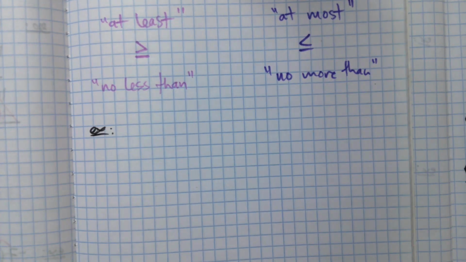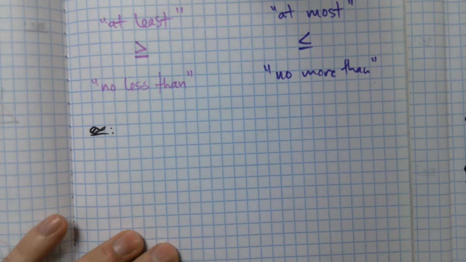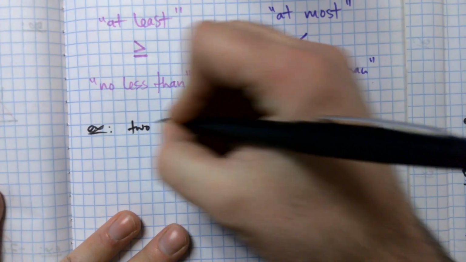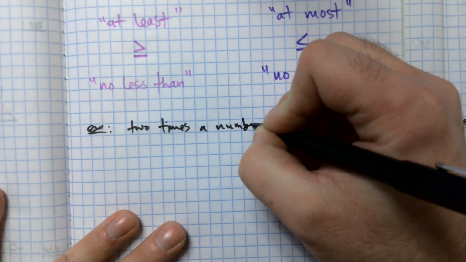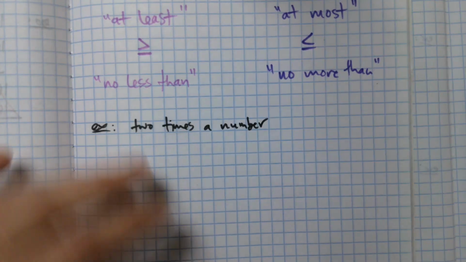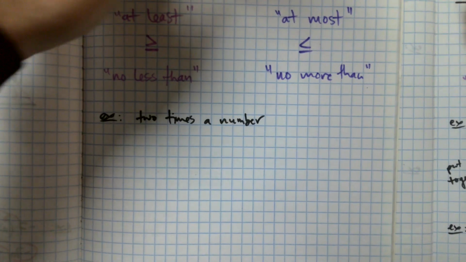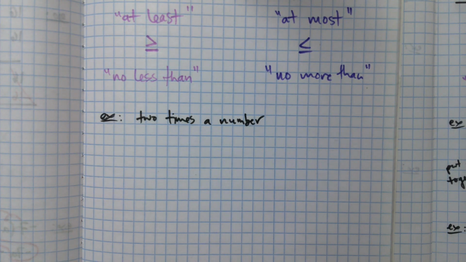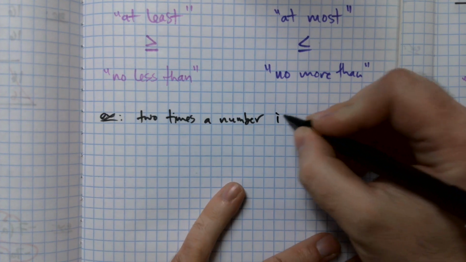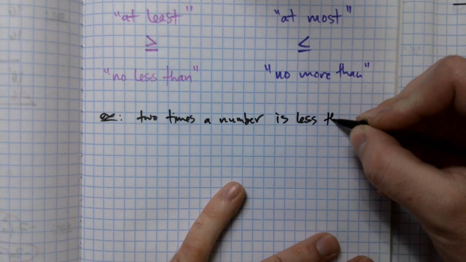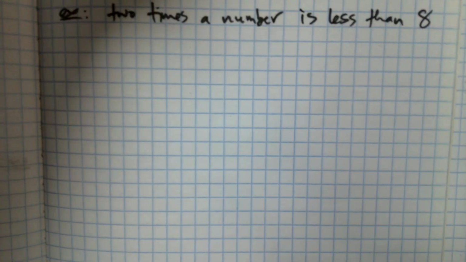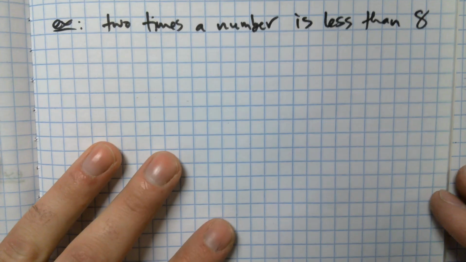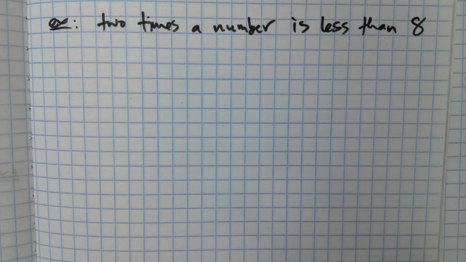So, those are the tricky things we got to look out for. Sometimes it'll be even easier. Let's see. 2 times the number. What's another word for a number in this case? A numeral. What can I use in place of a number? A variable. 2 times the number is less than 8. Two times the number is less than 8.